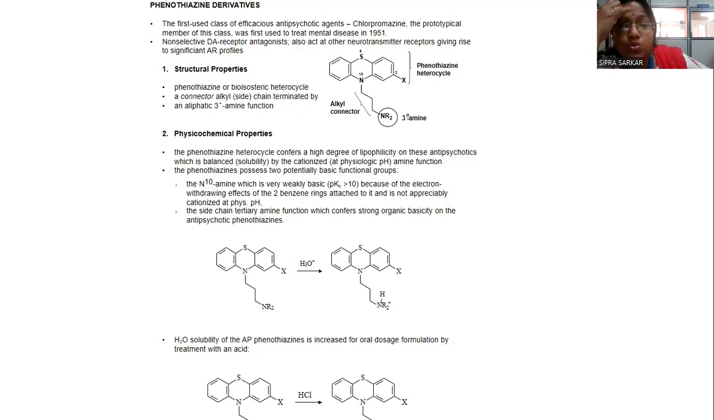The phenothiazine possesses 2 potentially basic functional groups. The N10 amine is very weakly basic, with pKa less than 1, because of the electron withdrawing effects of the two benzene rings attached to it, and is not appreciably ionized at physiological pH. The side chain tertiary amine function confers strong specificity on the antipsychotic mechanisms.